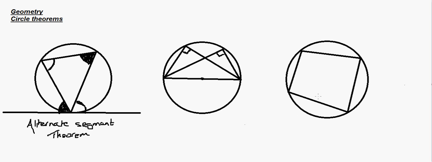Now here we have a four-sided shape. A four-sided shape, you should know, is called a quadrilateral. Quad as in four, lateral as in side, so a four-sided figure. All the vertices, the pointy bits, are touching the circle. So this makes it a particular type of quadrilateral. It's what we call a cyclic quadrilateral.